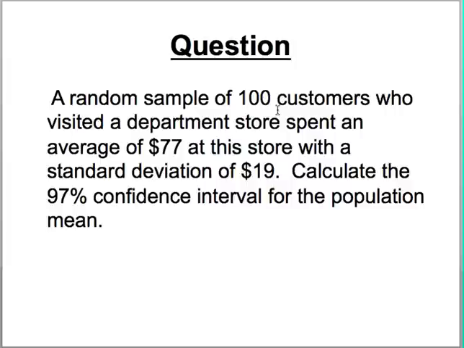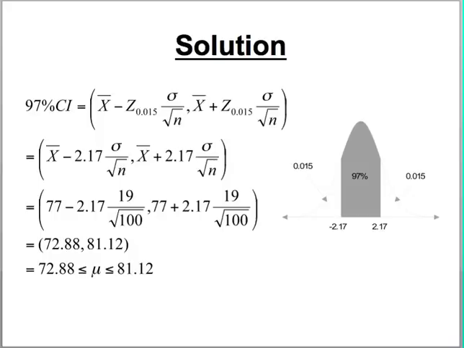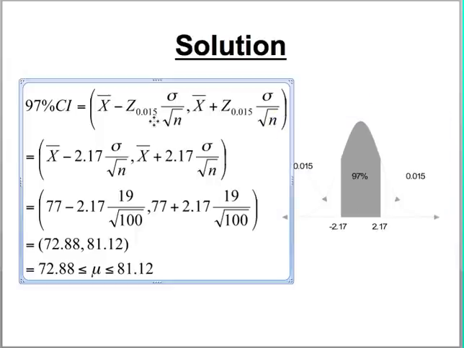Calculate the 97% confidence interval for the population mean. All right, so 97% confidence, it's x bar plus or minus. Now it's 97%, so we're leaving 3% to share for the tails. 3% divided by 2 is 1.5%, so that's 0.015, right? Standard deviation over the square root of n.